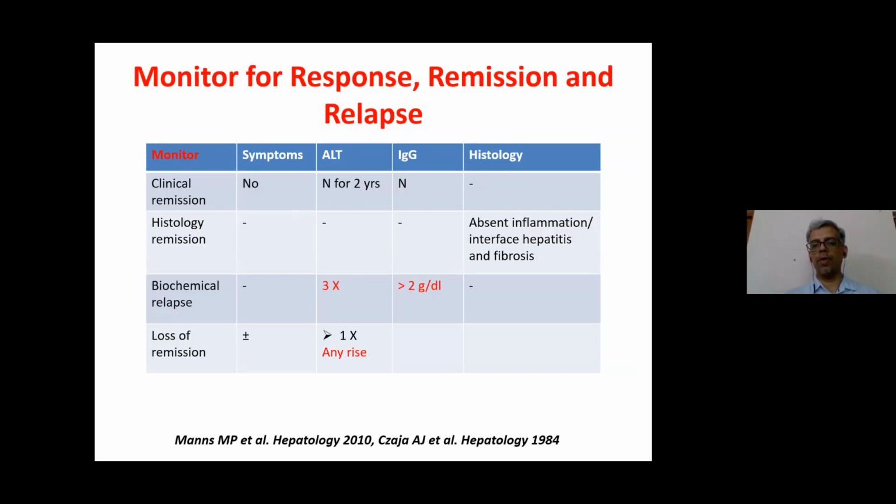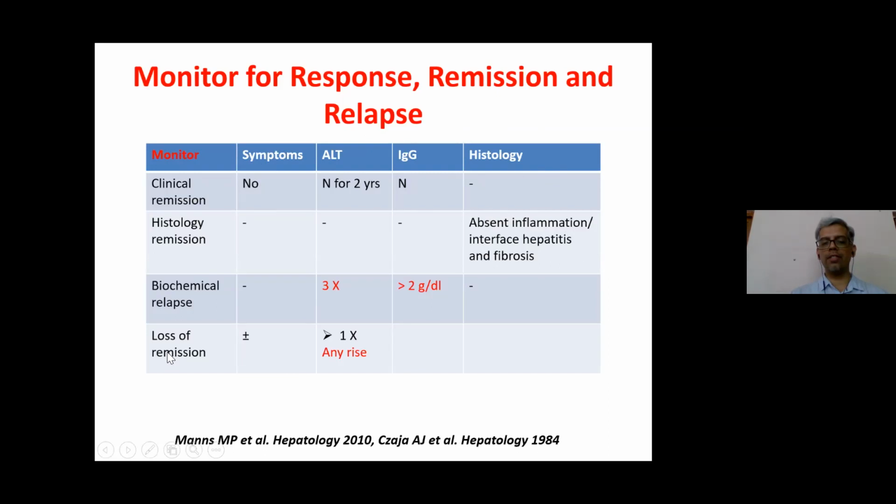When we made a diagnosis of autoimmune hepatitis, we talked about symptoms, liver enzymes, IgG, and histology. So when we treat, we monitor only these four factors. That's how we define clinical remission: when you don't have any symptoms, and your liver enzymes and IgG have returned to their normal levels. Histology remission means that your histology doesn't show any kind of inflammation, interface hepatitis, or any grade of fibrosis.